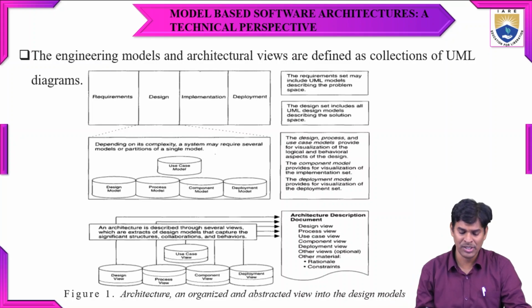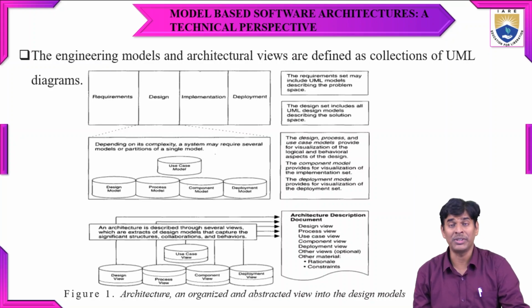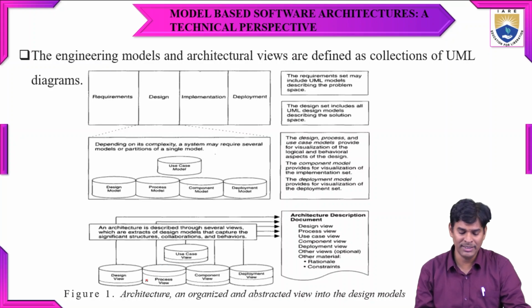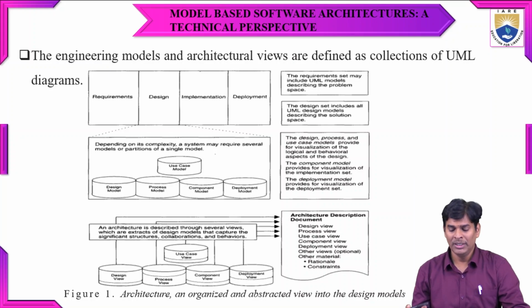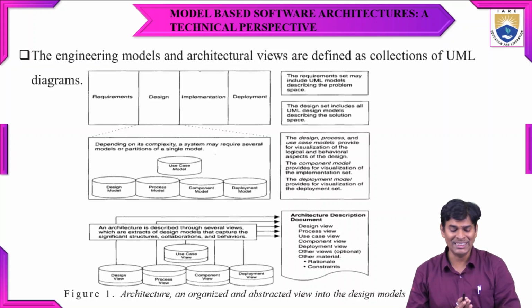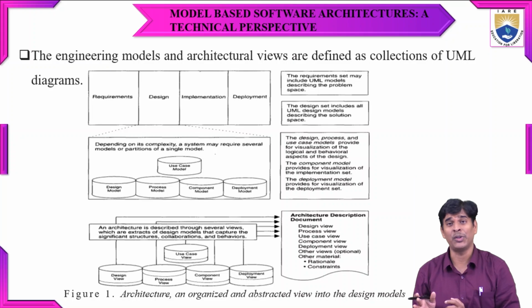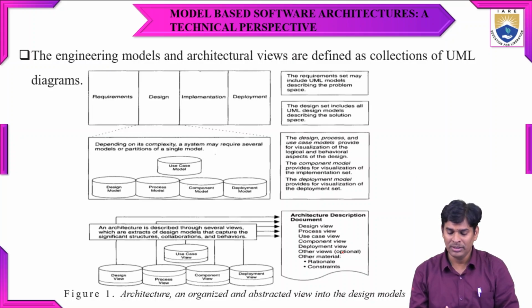And the next stage: the architecture can have several views, and these can use the design models and the significant structures, collaborations, and behavior. So we have the use case view, design view, process view, component view, and the deployment view here. These are based upon the complexity, and the architecture can be divided into different types of views. Other than that, we can have other views based upon the complexity in the engineering models.